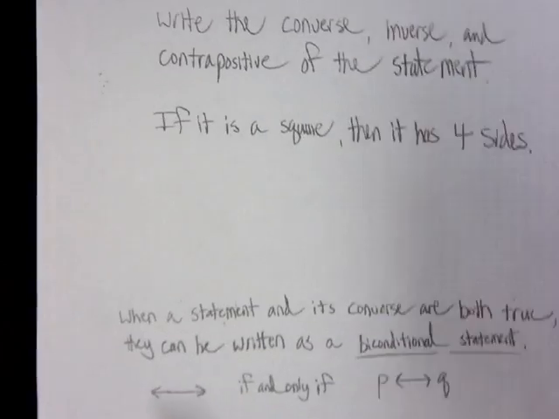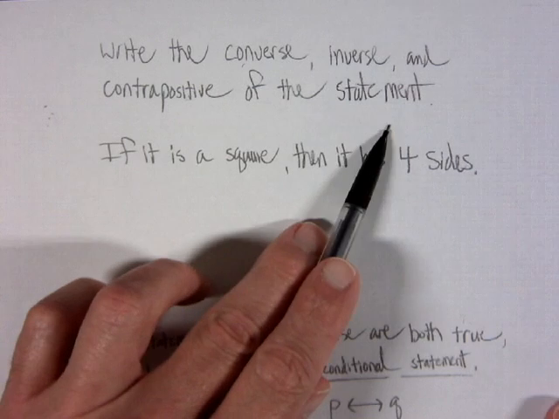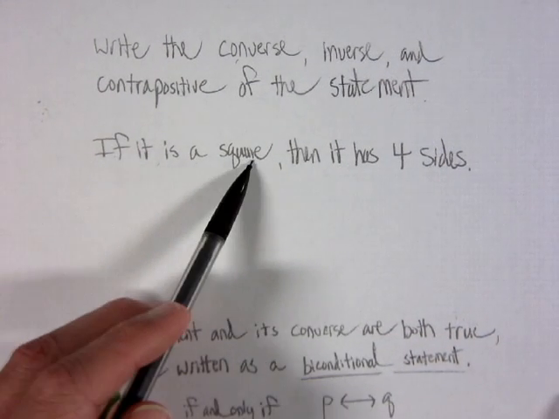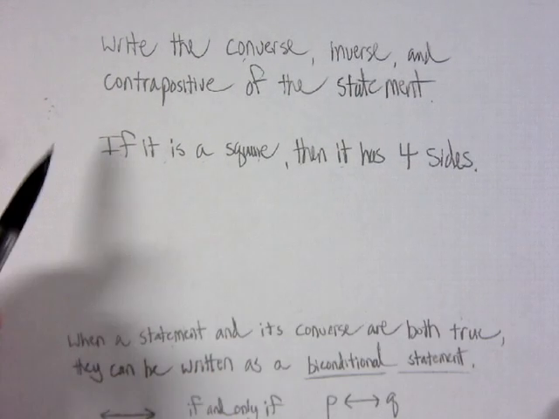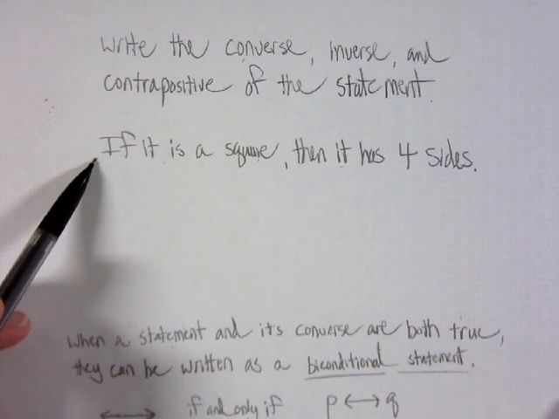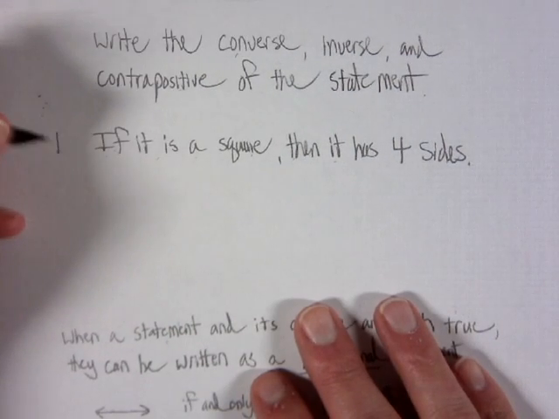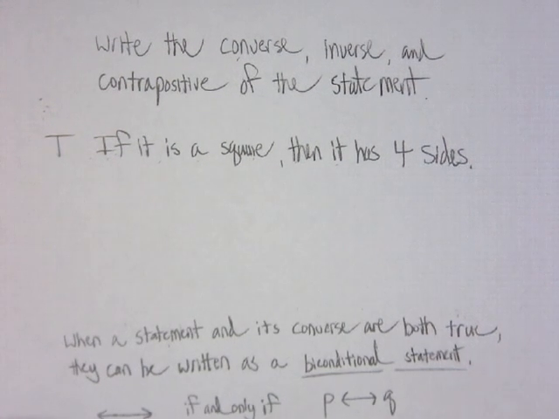Some practice problems we want to look at. The directions say write the converse, inverse, and contrapositive of the statement. Here's the statement. If it is a square, then it has 4 sides. By the way, is that statement true or false? If it's a square, then it has 4 sides. That statement is true because there is no square that you can bring that does not have 4 sides. There's no square that you can find that has 5 sides.